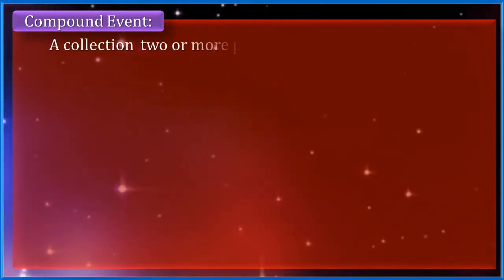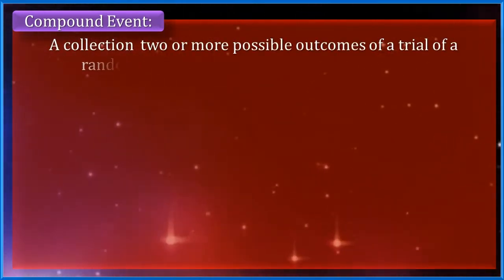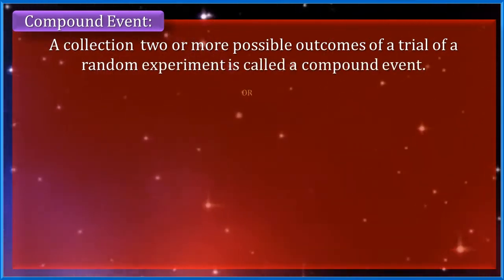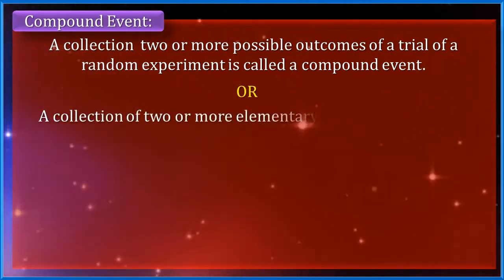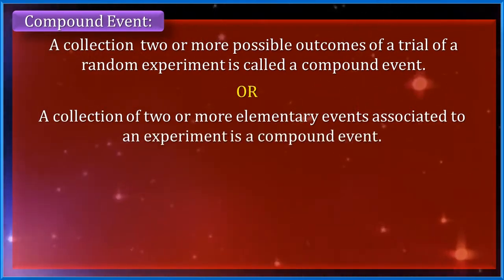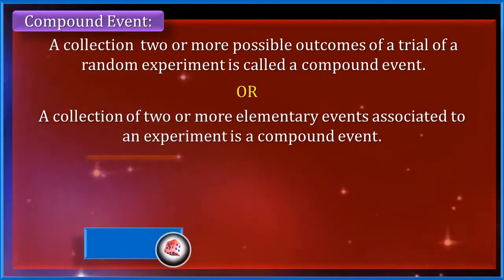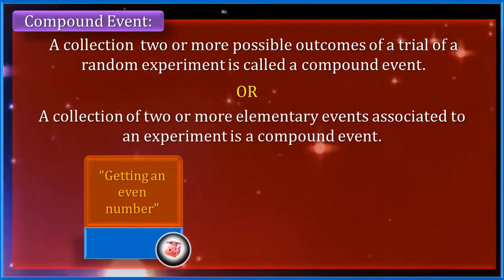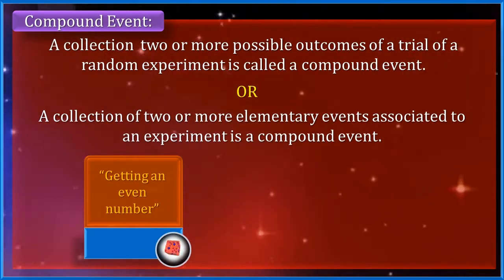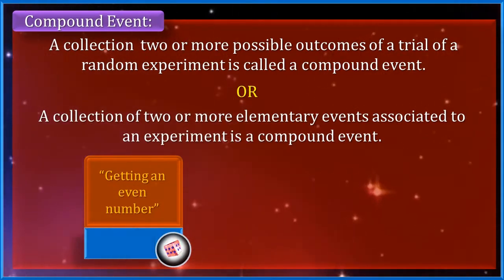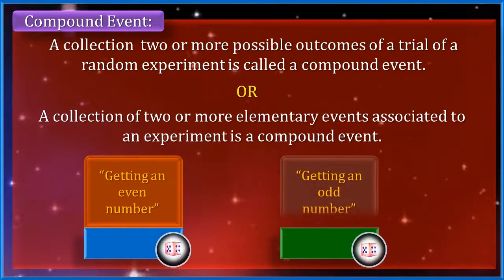Compound event. A collection of 2 or more possible outcomes of a trial of a random experiment is called a compound event. In other words, a collection of 2 or more elementary events associated to an experiment is a compound event. In a throw of a cubical die, the event of getting an even number is a compound event, as it is the collection of 3 elementary events or outcomes, namely 2, 4, 6. Similarly, getting an odd number is also a compound event.